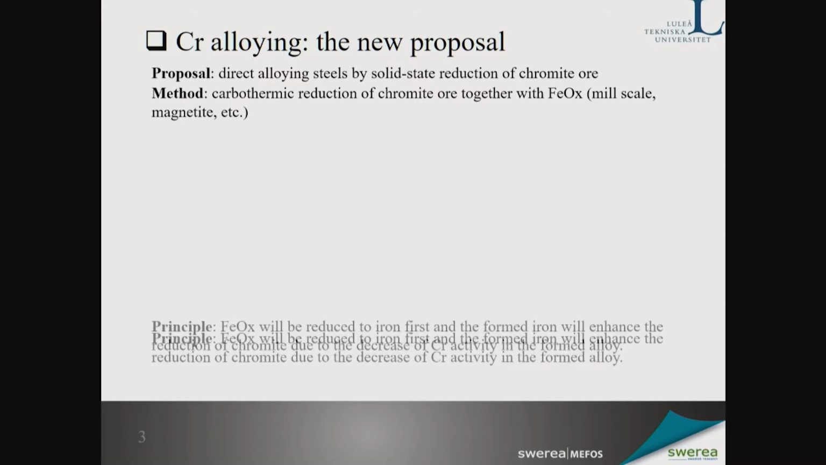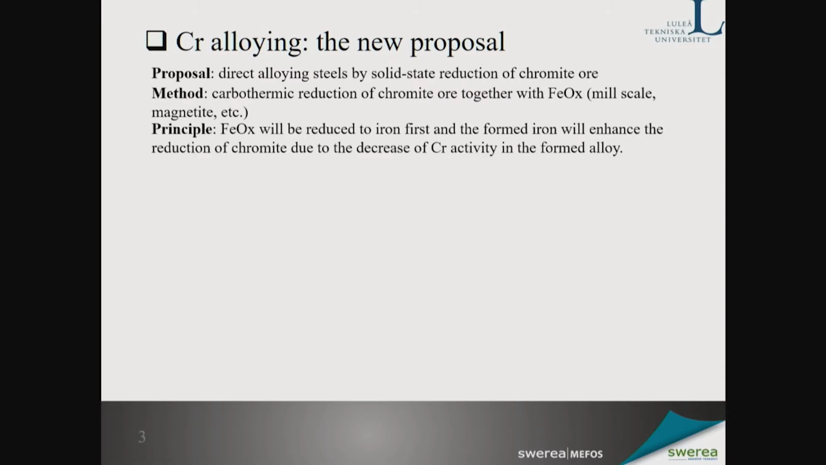The principle is like this. During the reduction, the iron oxide will be reduced first, and the reduced iron will enhance the carbothermic reduction of chromite due to the decrease of the chromium activity in the formed alloy.